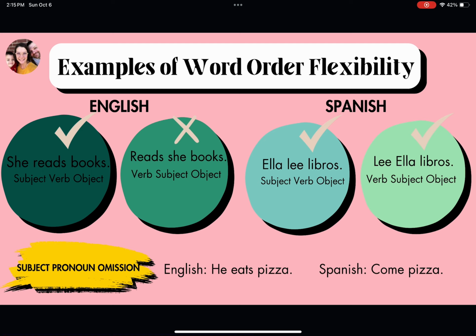Another key difference in the two languages is subject pronoun omission. In English, the subject is almost always explicitly stated. He eats pizza, with he being the subject. In Spanish, the subject pronoun is often omitted because verb endings indicate the subject. For example, él come pizza can instead be said as come pizza, which removes the subject and still remains correct. In summary, both languages share an SVO base. Spanish allows more flexibility in word order and often omits the subject pronoun.